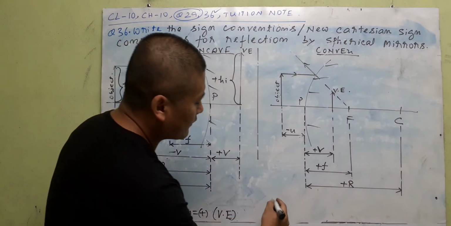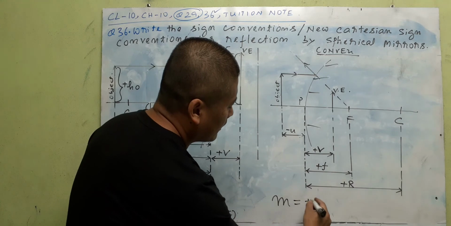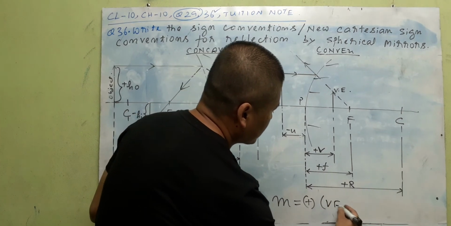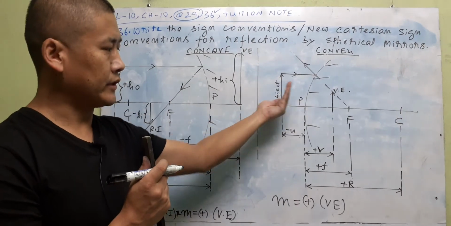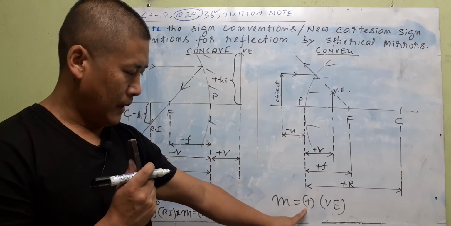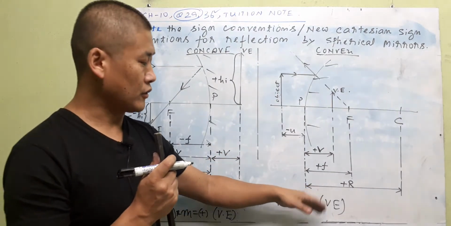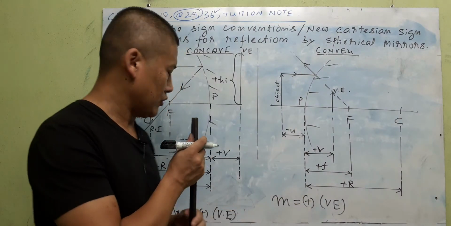And then M value, there will be only one. Always plus because it forms only virtual erect. This mirror cannot form real inverted on the left. So M value can never come out negative while solving numericals also. Keep that in your mind, okay?